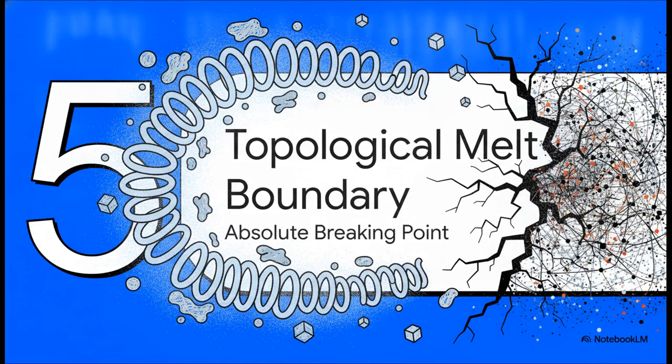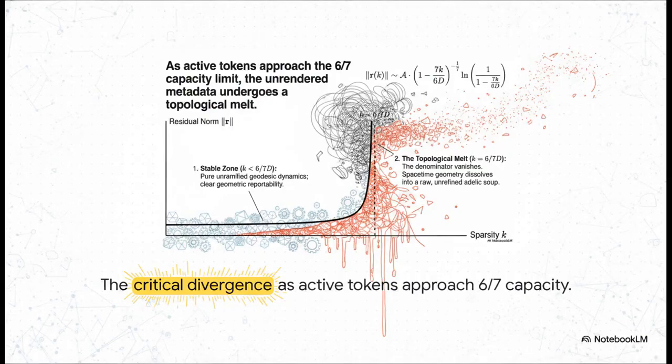Finally, Section 5, the topological melt boundary. Now, the residual vector is an incredible shock absorber, for sure, but every shock absorber has an absolute breaking point. If a physical process or a neural layer attempts to pack way too much simultaneous coordinate data into a single local sector, meaning that sparsity parameter k approaches our 6/7 capacity limit, the fractional exponent in our scaling law triggers a massive power law explosion. This is known as the topological melt.